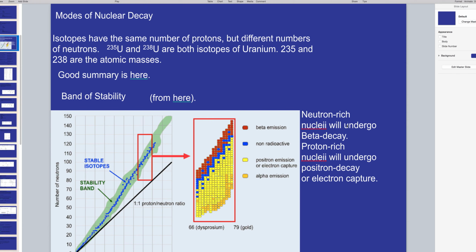So neutron-rich nuclei will tend to undergo beta decay. It's also called beta minus decay. And proton-rich nuclei will undergo positron decay, also called beta plus decay.